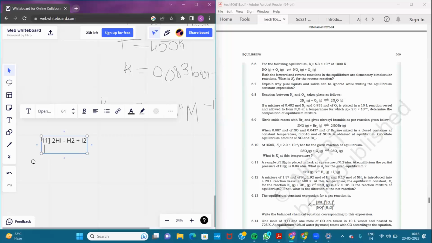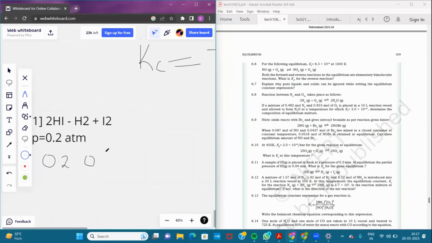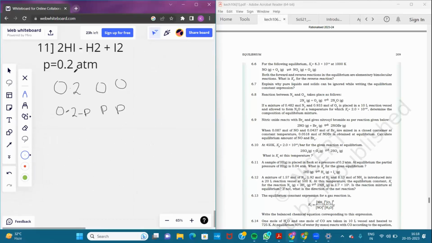So, total pressure equals initial pressure, which is 0.2 atm. Initially this is 0.2 and these two were 0. At equilibrium, let us consider the pressure decrease due to the reaction of HI is minus P. And here some pressure is formed. The stoichiometric coefficient is 2, so P by 2 and P by 2 will be formed.